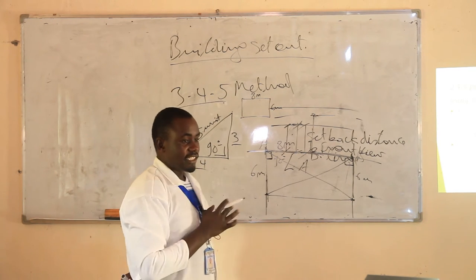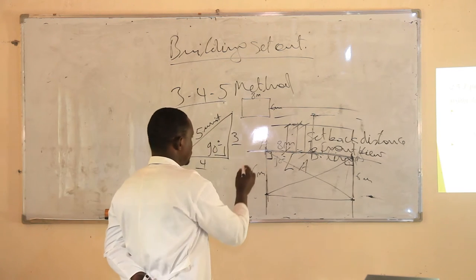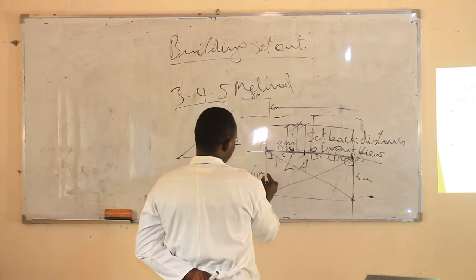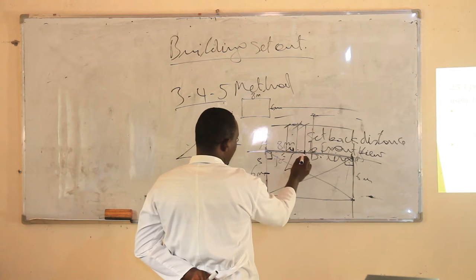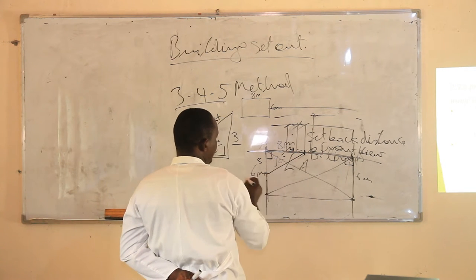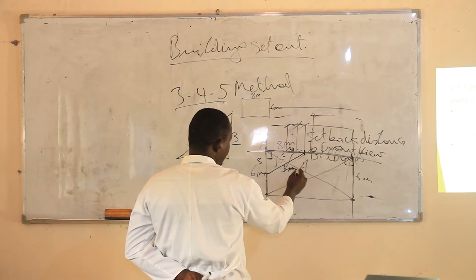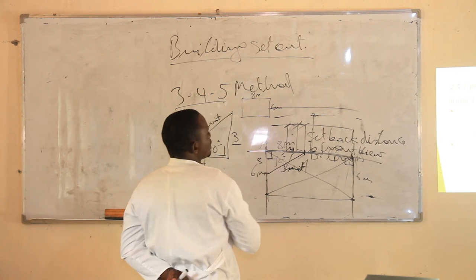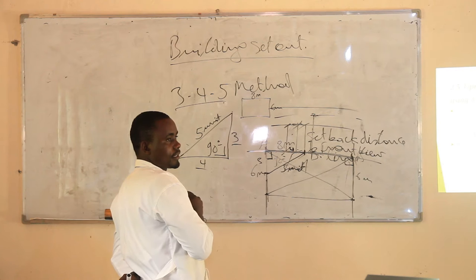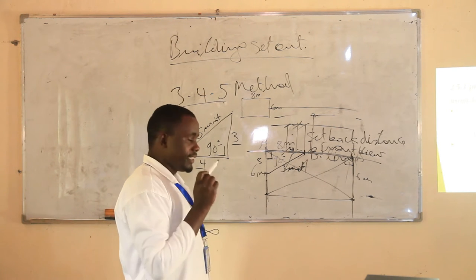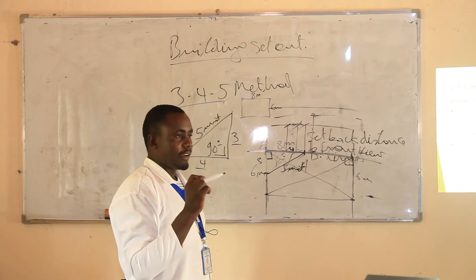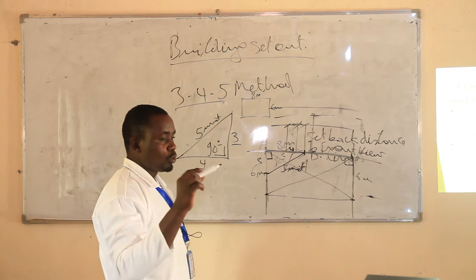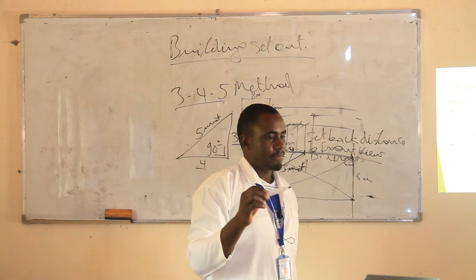Remember, in the 3-4-5 method, you have to measure here 4 units, and here 3 units, and now check if here there are 5 units. Now, if you get 5 units here, it is now a right angle. Now, we need to proceed with this 3-4-5 method in order to have a good rectangular shape of our building.